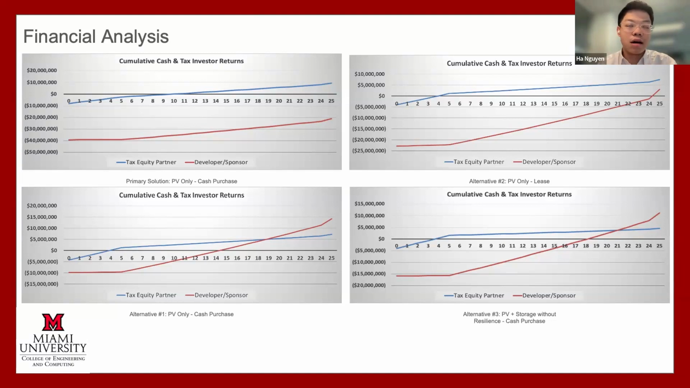However, this hasn't taken account of the cost that can be saved due to the outage throughout the years. We also have 3 alternatives. We can do the PV only, because the production of the PV is only around 17 to 20% of the whole campus demand. We can do either cash purchase or lease. We can also do the PV storage without the resilience, which can help us reduce the battery capacity and power requirements.